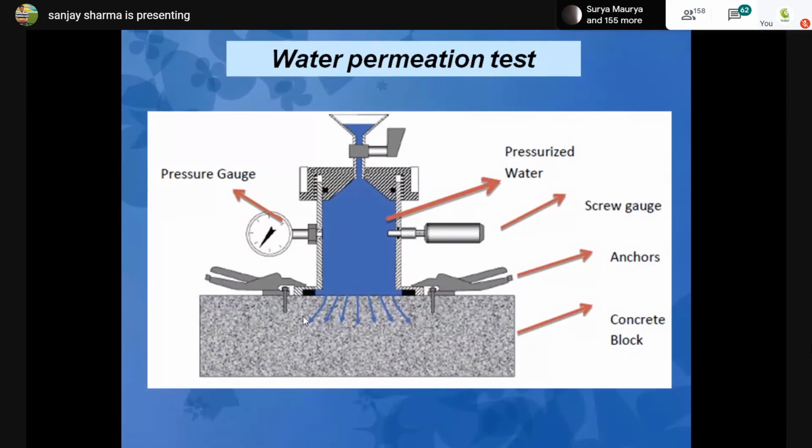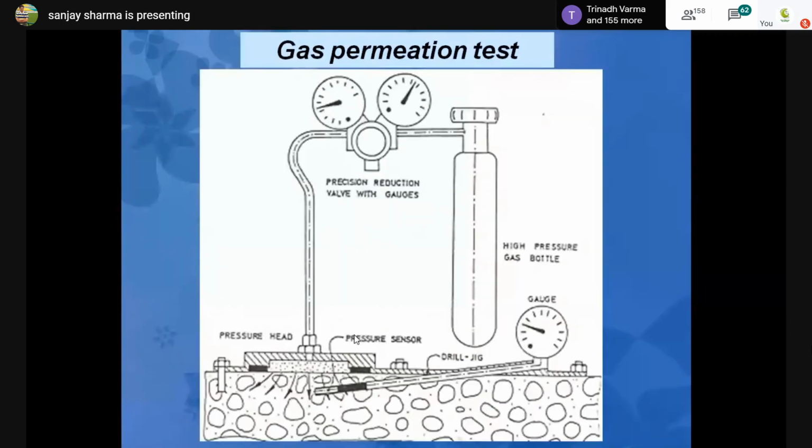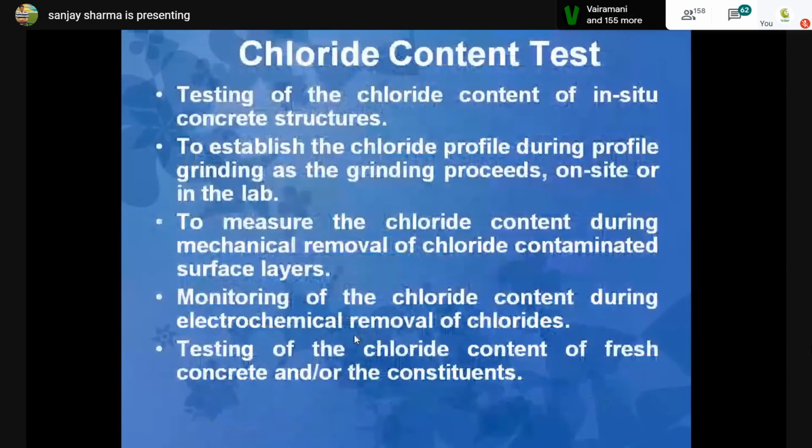Here what we do is fix the system and put the water, and then after 5 to 10 minutes, 15 minutes, 20 minutes, half an hour, after every 5 minutes with the pressure gauge we record the penetration of the water and determine the water permeability. Similarly, air permeability can be determined by using this test only. The gas can also be seen.